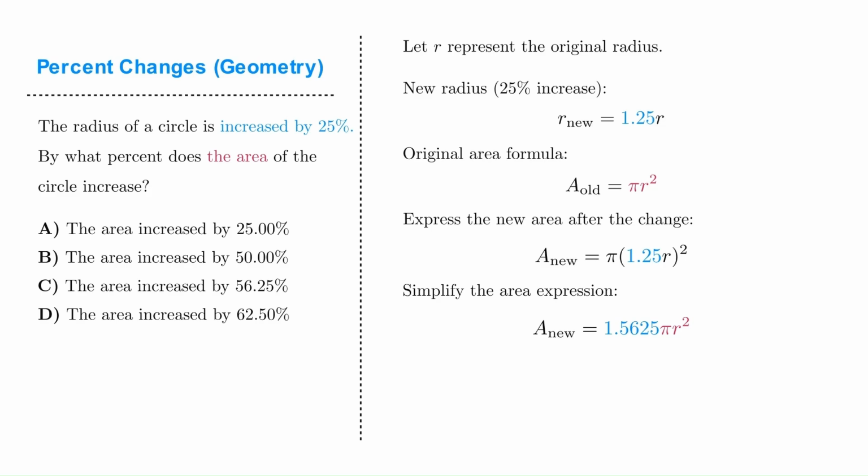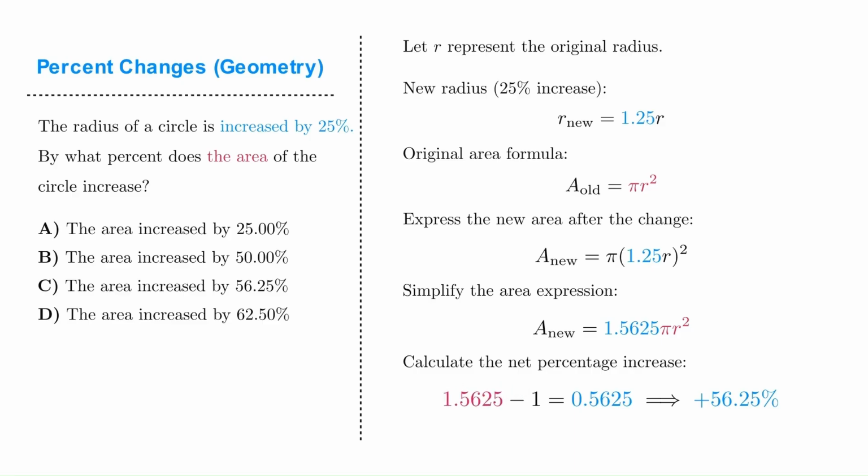By comparing this result to our original area formula, we can isolate the net change. Subtracting the original base value of 1 from our multiplier leaves us with a decimal increase of 0.5625. Converting this decimal back to a percentage shows a net increase of 56.25%. This matches option C.